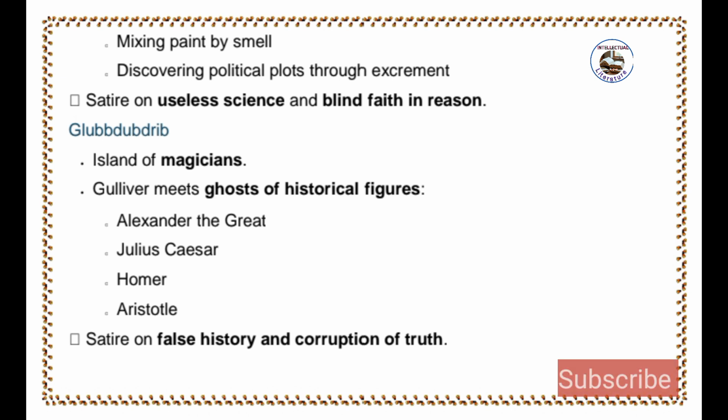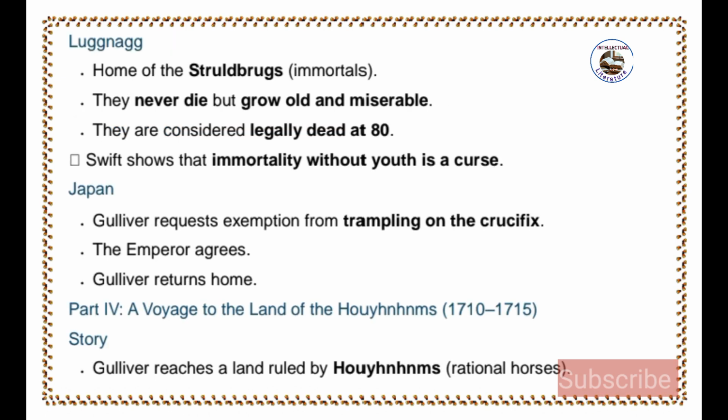Glubbdubdrib, island of magicians. Gulliver meets ghosts of historical figures: Alexander the Great, Julius Caesar, Homer, Aristotle. Satire on false history and corruption of truth.